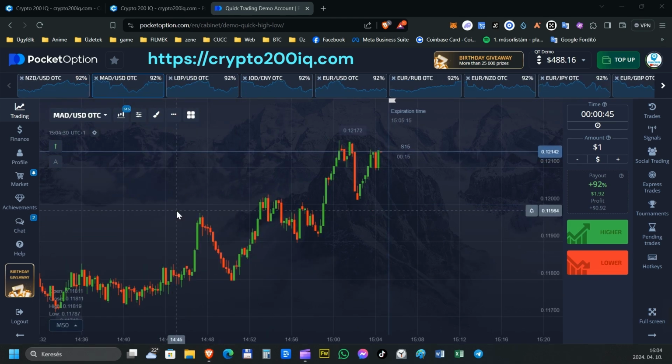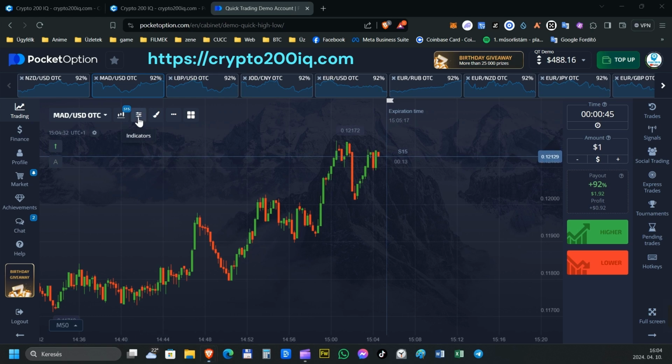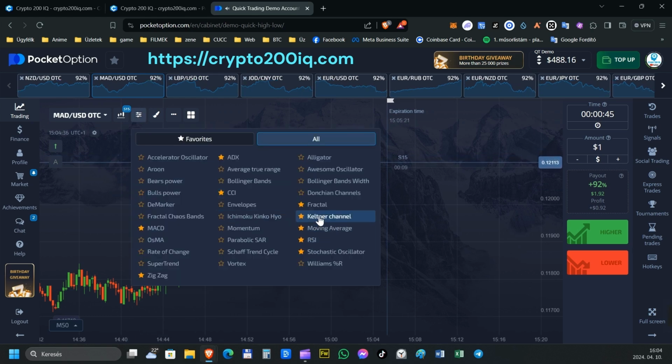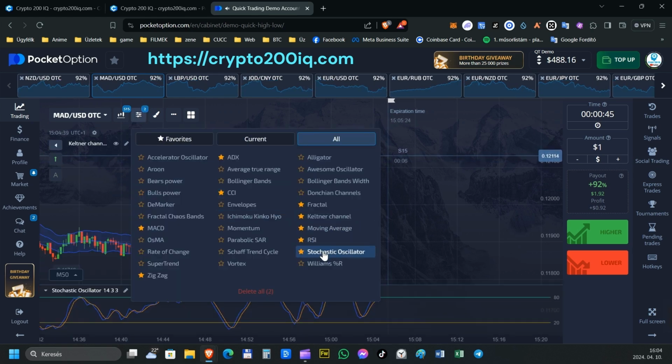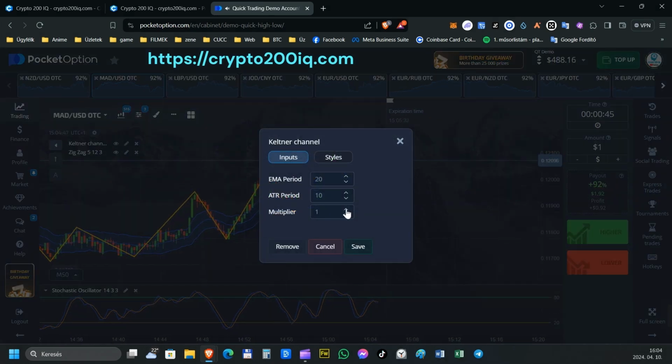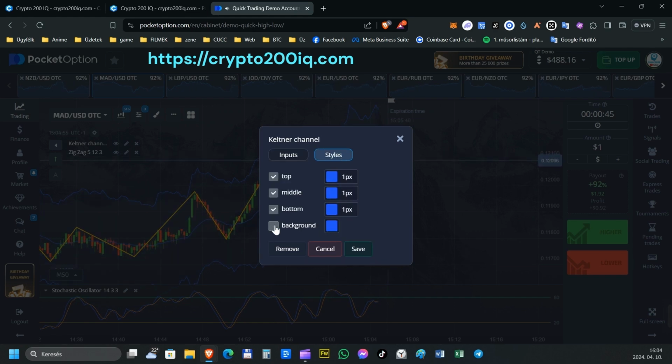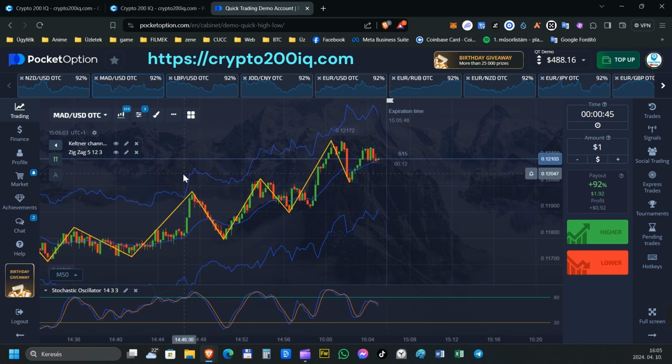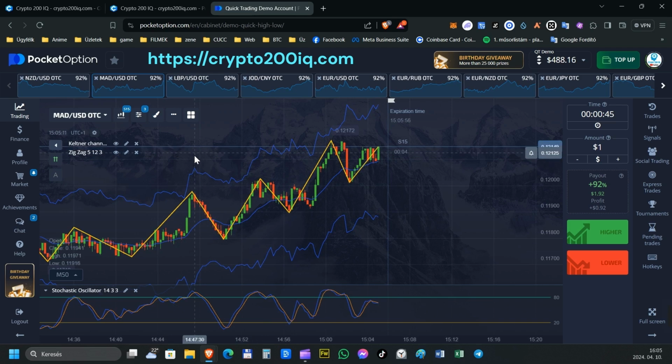Another important thing to set up is the indicators. I use 3 main indicators: the Keltner channel, oscillator, and zigzag. For the Keltner channel settings, it's advisable to maximize the multiplier and usually turn off the background style. Here, we aim for the price to preferably exit this Keltner band, and if the price exits, a reversal in the opposite direction is highly likely.